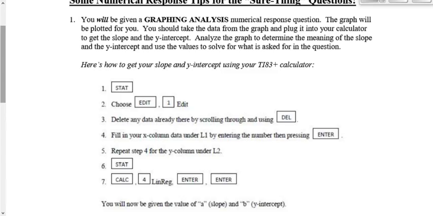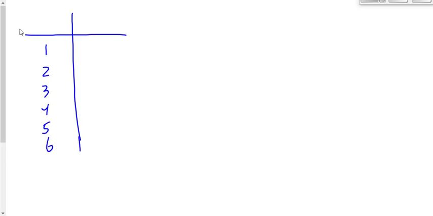I'm going to give you some fake data here, or we'll call it some trumped up data, in order to use our calculators as practice to get the slope and the y-intercept. Here's our data. We're going to say our x-axis is 1, 2, 3, 4, 5, 6, and our y-axis, whatever the variables, are 20, 25, 30, 35, 40, and 45.